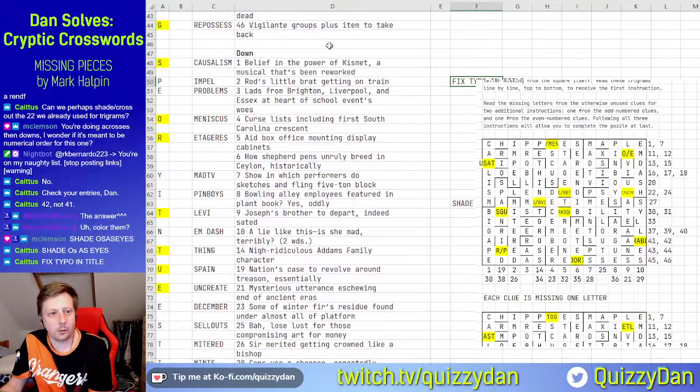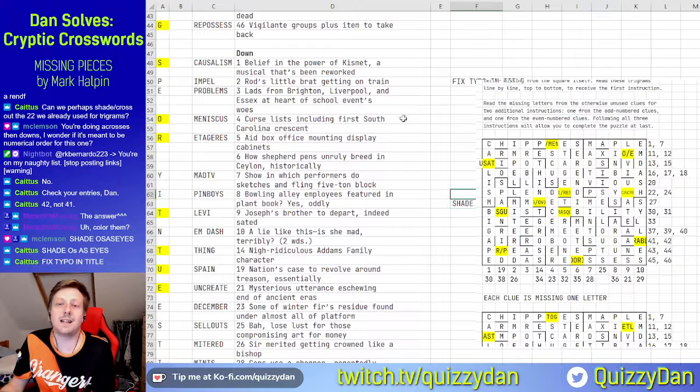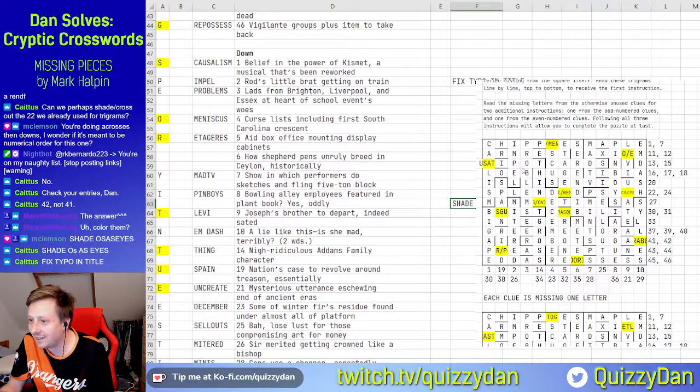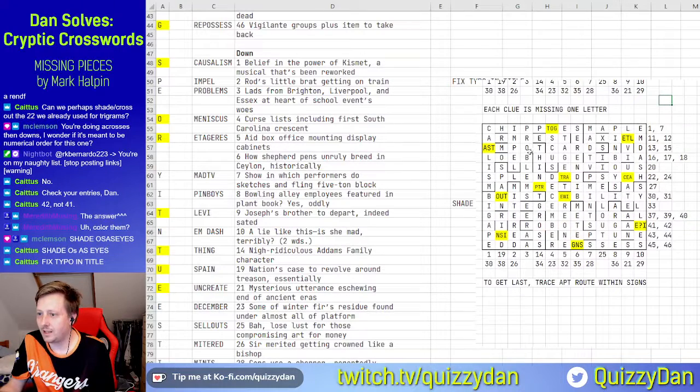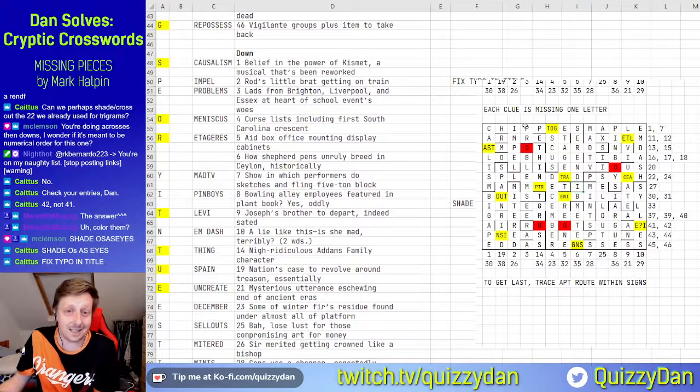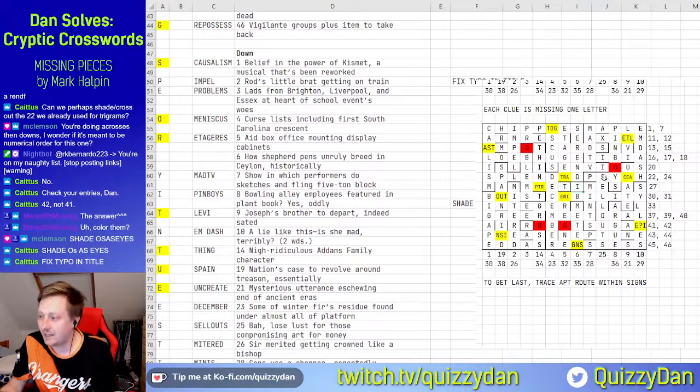But it was missing the O. So shade O's as eyes, and then fix so we got an O, an O, an O. These 4 things are O's, so let's shade them as the eyes. And fix typo in the title, so it's missing Pisces. It wasn't missing pieces, as Foggy very cleverly pointed out.